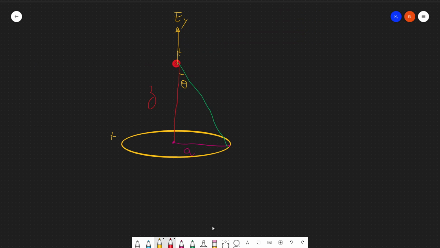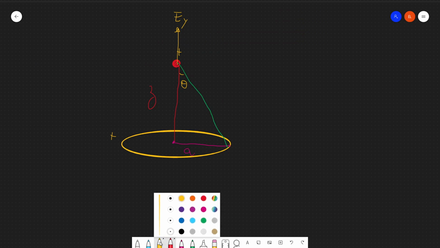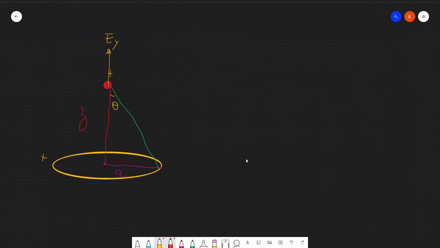So that's something that we got to keep in mind for the ring, just for reasons. So same thing with the bar. We can say dEy equals K, that's always there, dQ. Again, we're looking at a small particle on the ring exerting an electric field.